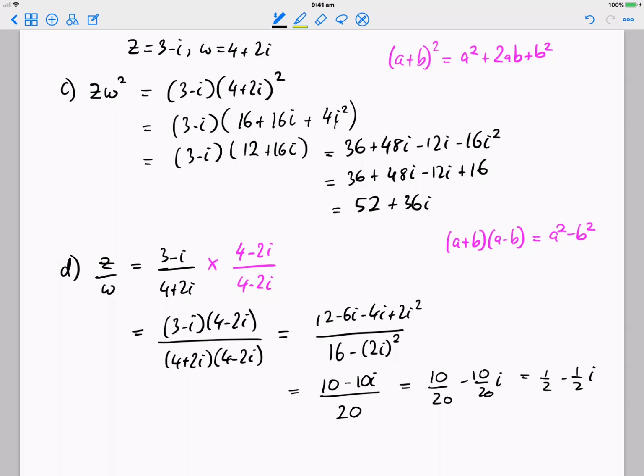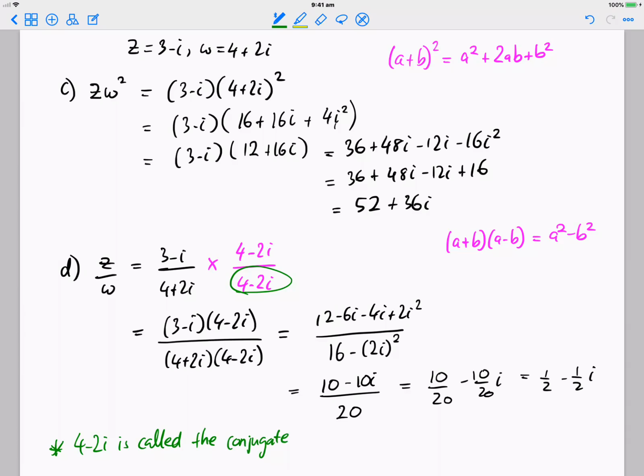Now, this guy here, let's talk a little bit about this guy here. So I mentioned I went with 4 minus 2i to get the difference of 2 squares on the bottom. This 4 minus 2i is called the conjugate.